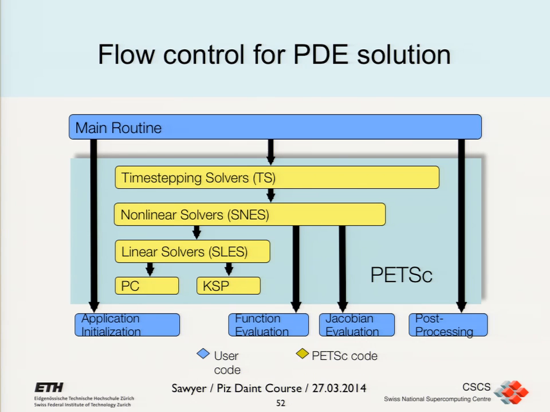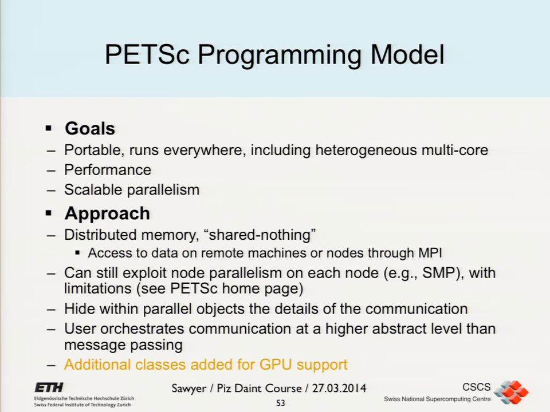So what does the user have to do? Well, the user has to write a main routine and initialize the application, obviously. The linear solvers are available in PETSc. If you want to do a nonlinear solve, you have to provide an evaluation of the function, so some subroutine which evaluates your function, and possibly a Jacobian evaluation, so essentially the first derivative. And then any post-processing you need to do, obviously, you have to write yourself.